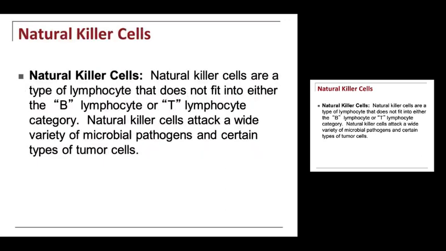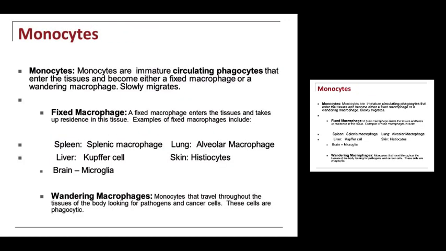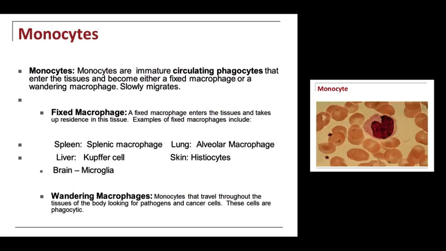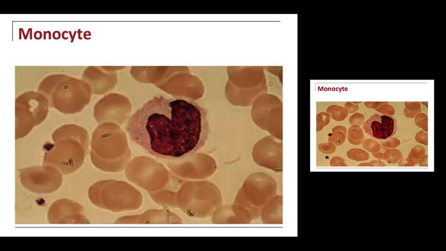NK are natural killer cells. These are another type of lymphocyte. They don't fit into B cells or the T cells, but natural killer cells attack a wide variety of microbial pathogens. Monocytes, these are always circulating phagocytes, and then they move into the tissues that are damaged and they become macrophages. And these macrophages can change their names. If they're in the brain, they're called microglial cells. If they're in the liver, they're called Kupffer cells. If they're in the spleen, splenic macrophages. In the lung, alveolar dust cells or alveolar macrophages. And you can see that the nucleus looks a little bit more kidney bean shaped here. Those are monocytes.